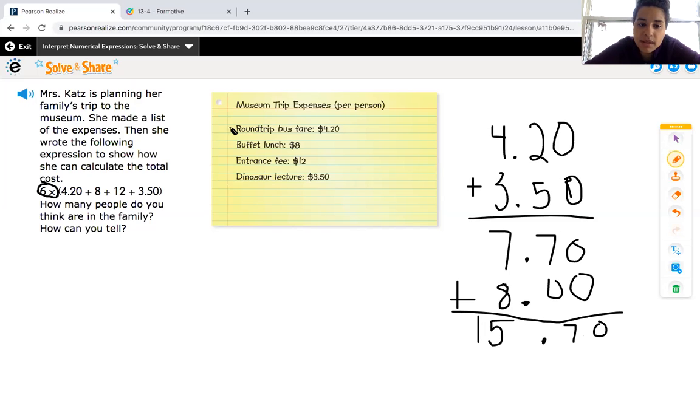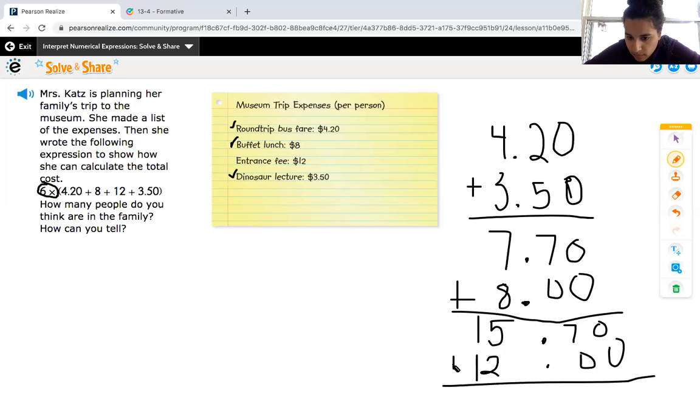So we've added up the bus. We've added up the buffet lunch, the $8, and we added up the dinosaur lecture. So all we have left is the $12 to add up. So 0 plus 0 is 0. 7 plus 0 is 7. Bring down your decimal point. 5 plus 2 is 7. 1 plus 1 is 2. Now, I know it doesn't say to find the total, but I'm just doing it so you could see the process in order to solve this expression.